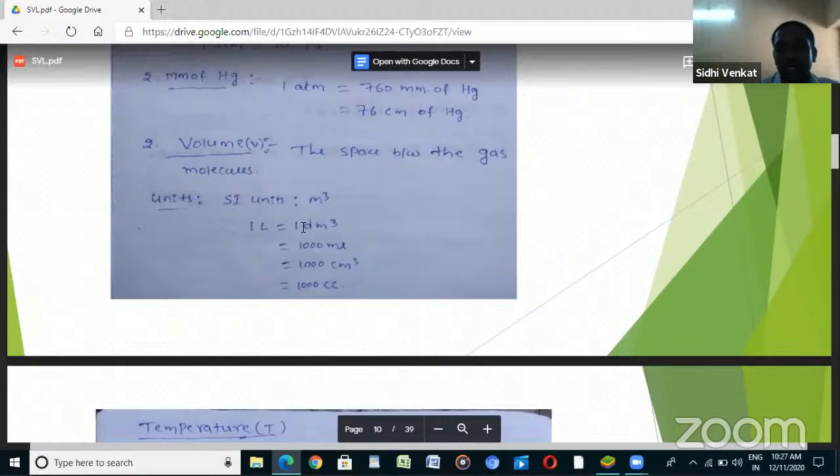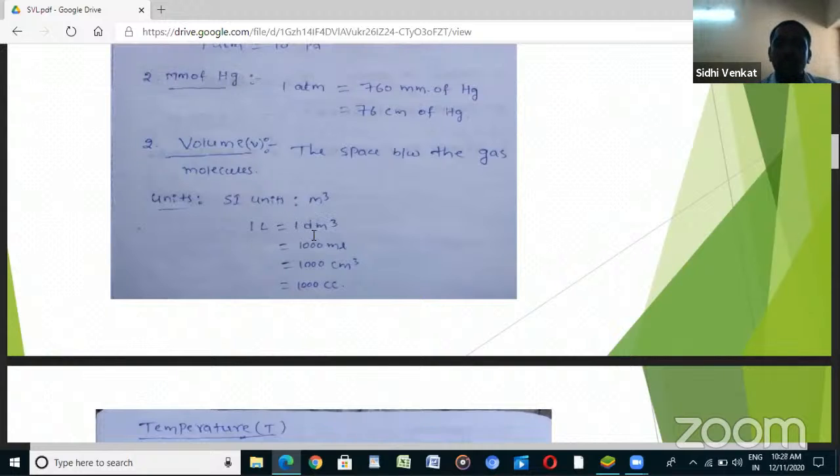In liter, we know that 1 liter equals 1 decimeter cube. In ml, 1000 ml. In centimeters, 1000 centimeter cube. In cubic centimeter, 1000 cubic centimeter.